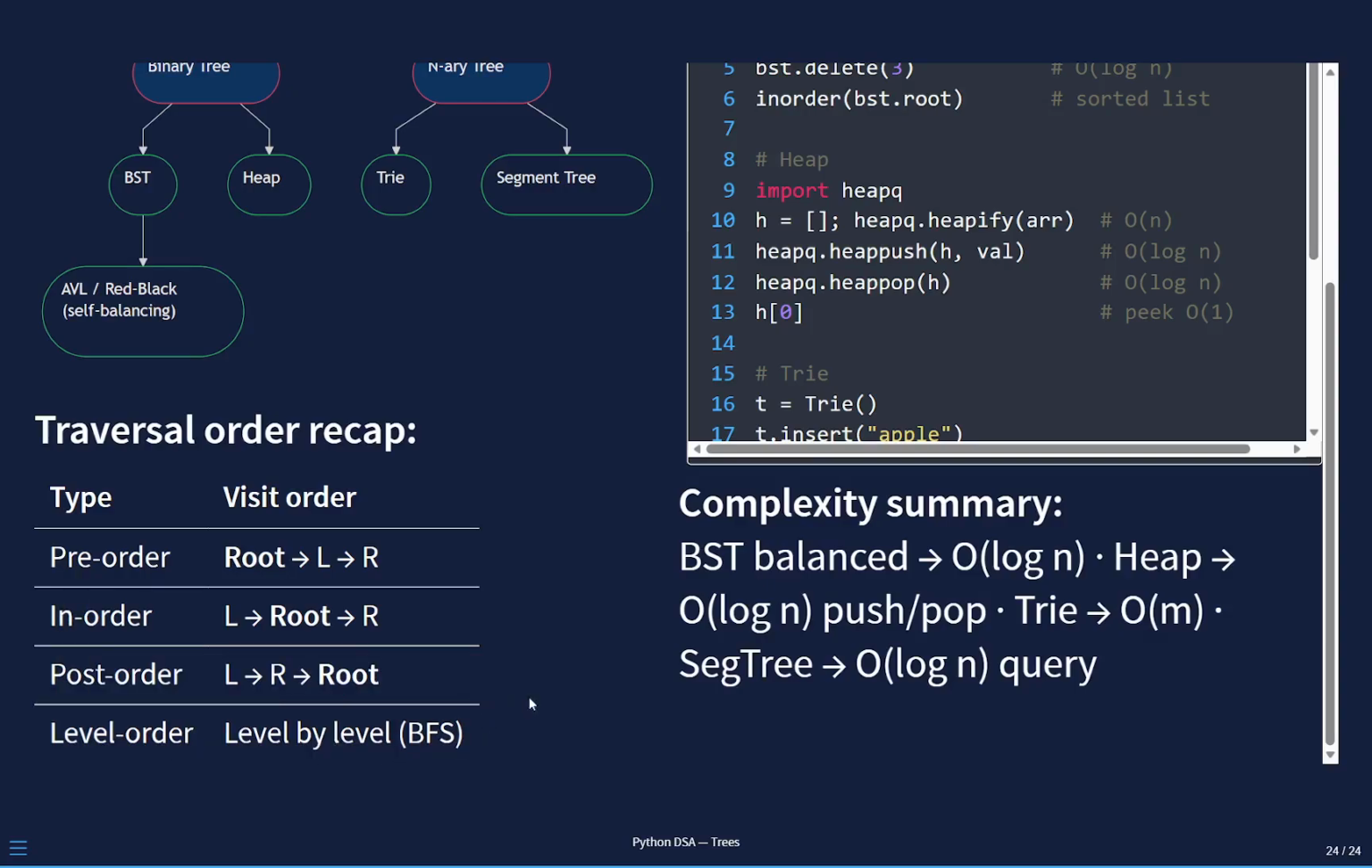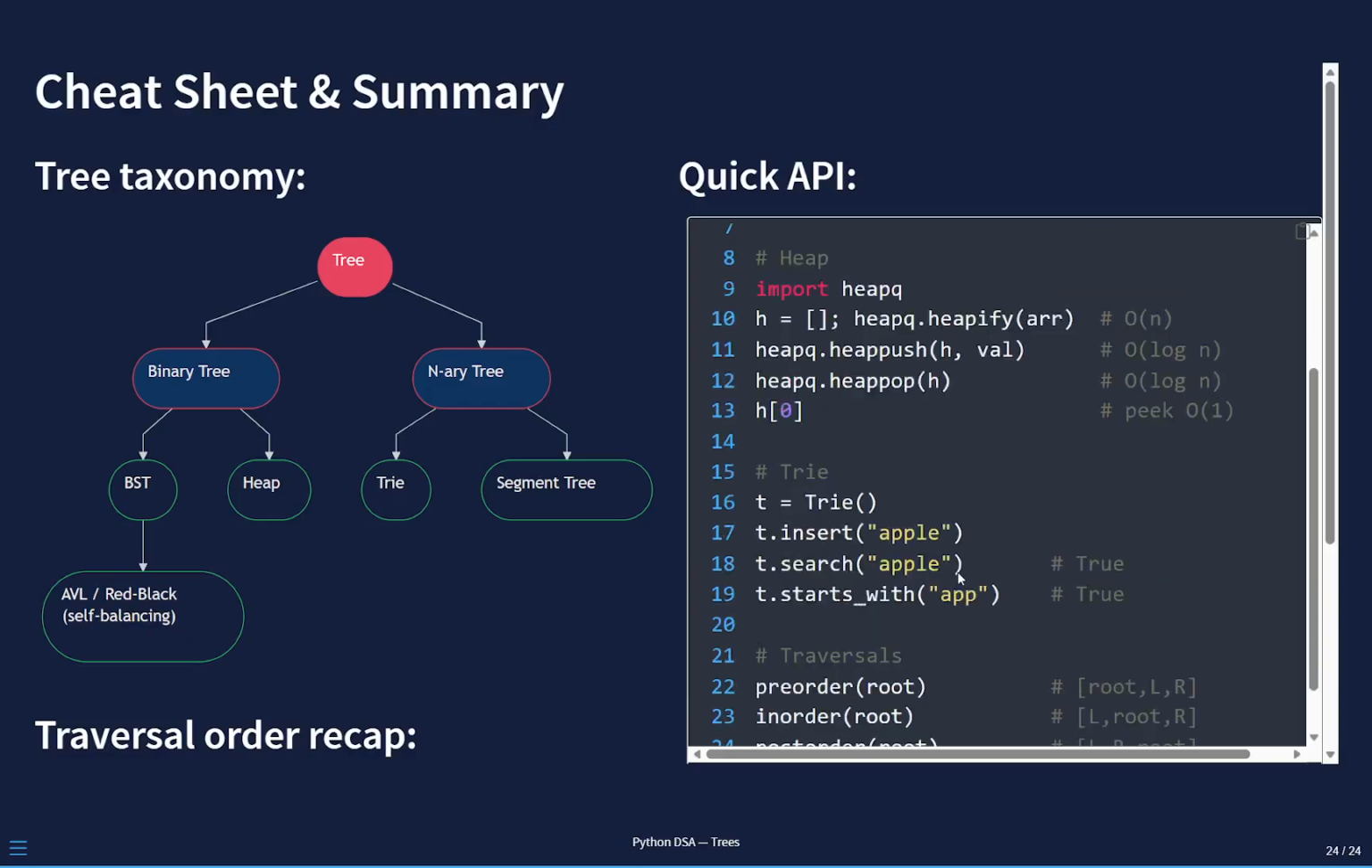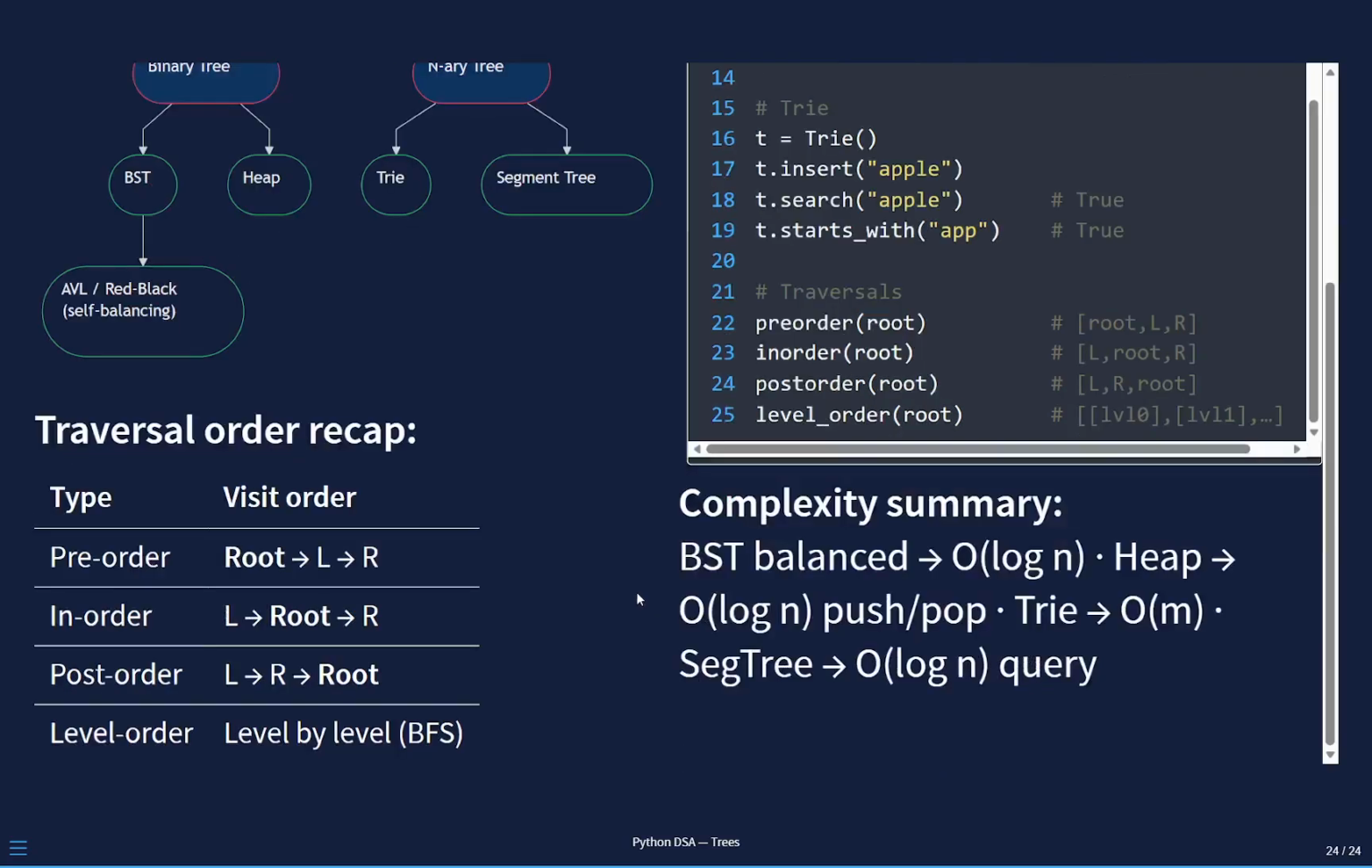Click. The Quick API block is your reference code for all 4 structures. BST insert, search, delete, and in-order traversal. Heap push, pop, heapify, peek. Trie insert, search, and prefix check. All 4 traversal functions.